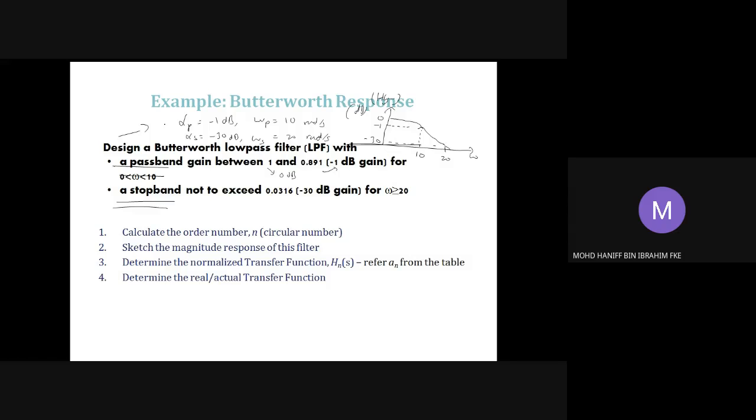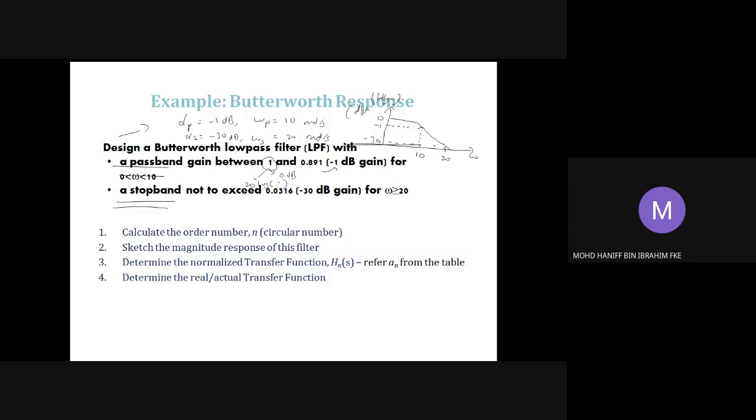Any question? I want to ask why the gain between 1 and 0.891 is 0 dB and negative 1 dB. I don't understand that part. Okay, this is a linear scale. So how to change from linear to dB? Using the formula, is it, 20 log of the linear values? Yes, good.